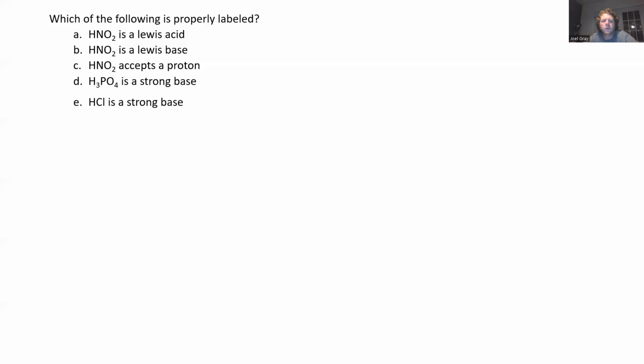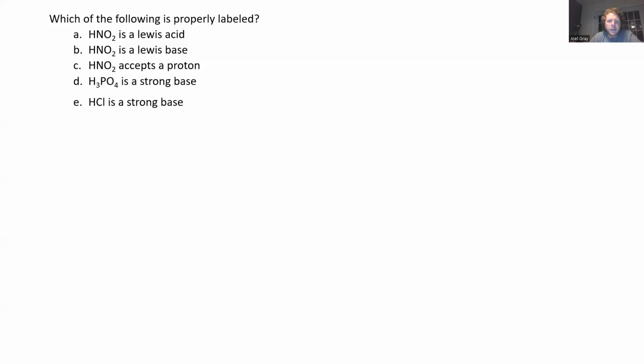All right, multiple choice. Which of the following is properly labeled? HNO2 is a Lewis acid. HNO2 is a Lewis base. HNO2 accepts a proton. H3PO4 is a strong base, and HCl is a strong base.